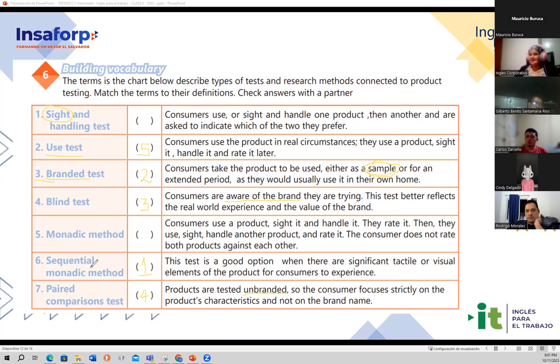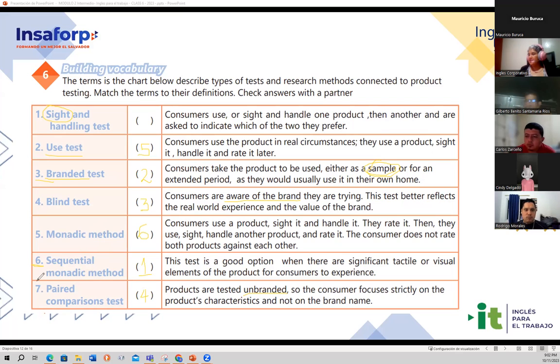Then we have the sequential monadic method. Which one do you think that is? We're missing just two. Number six. But what will be the definition? Consumers use a product, sight it and handle it, and rate it. Then they use, sight and handle another product and rate it. The consumer does not rate both products against each other. Correct. That is number six.